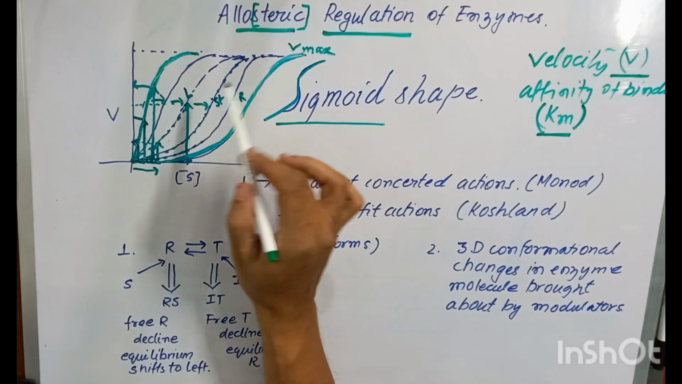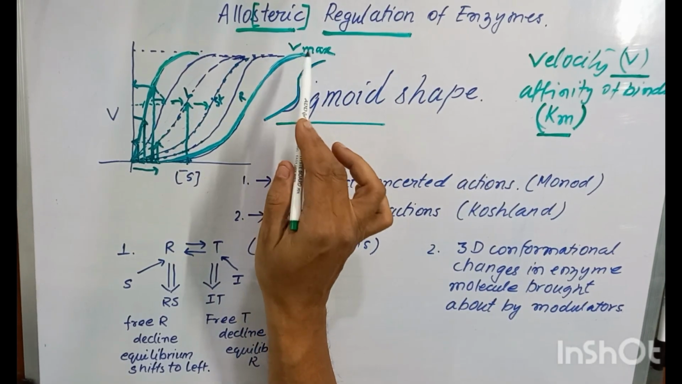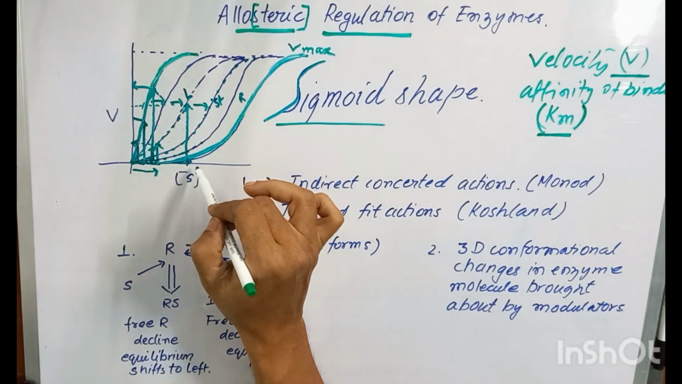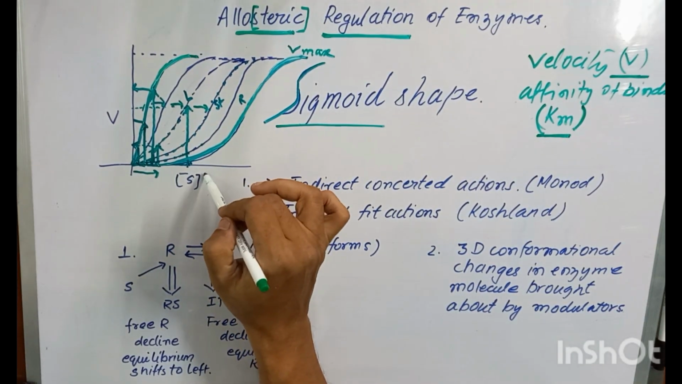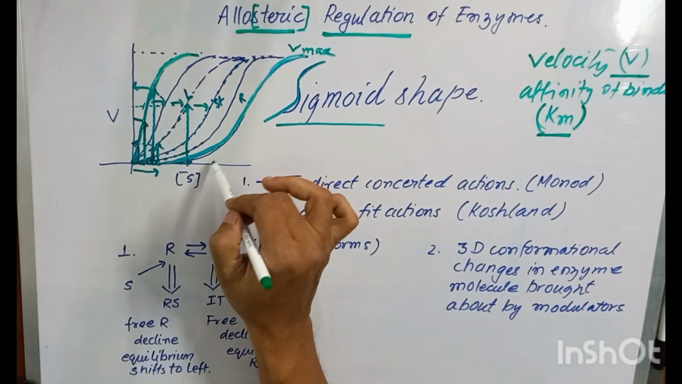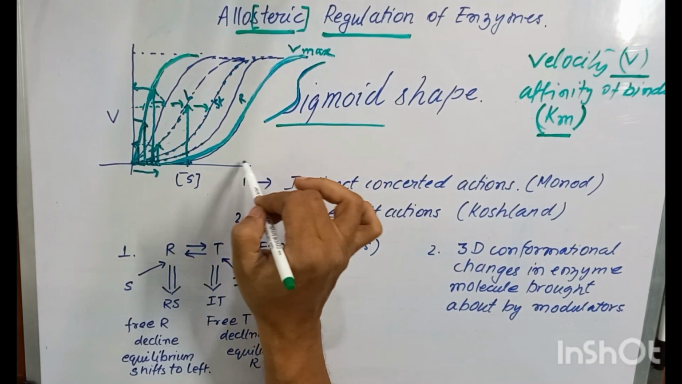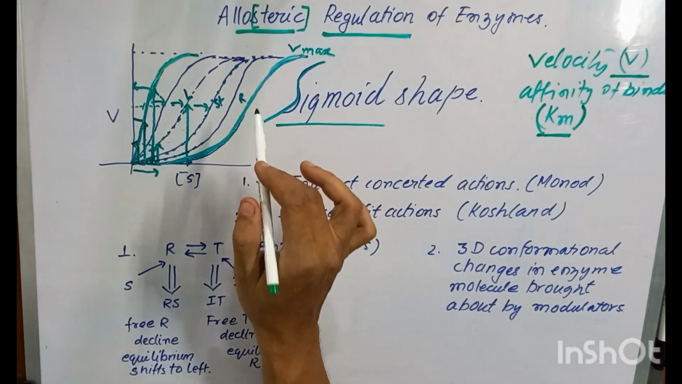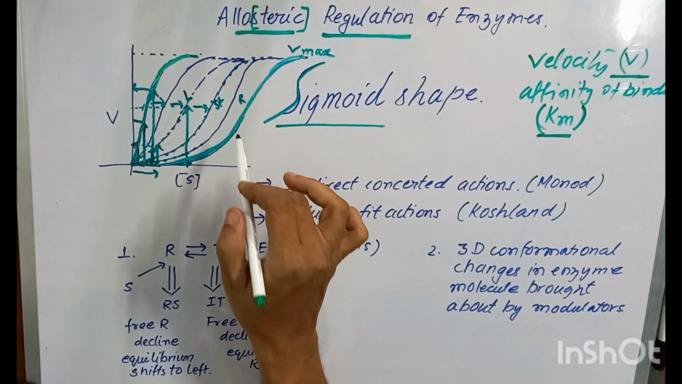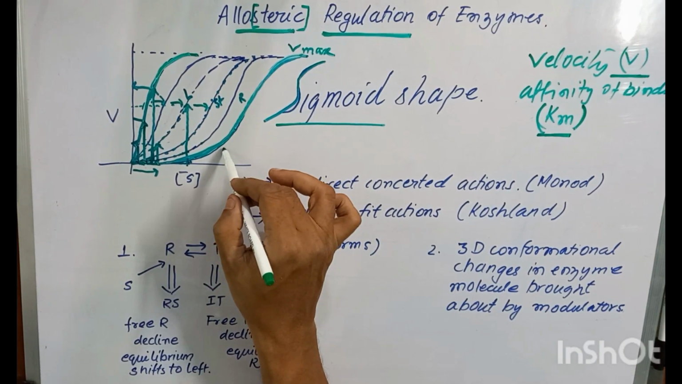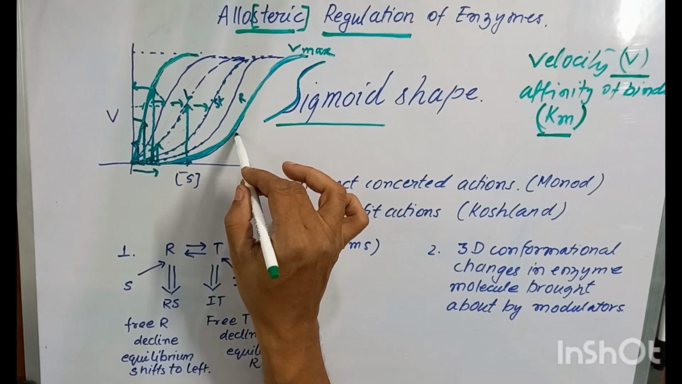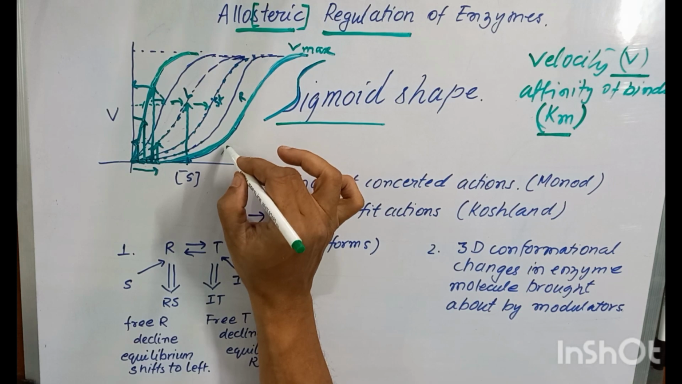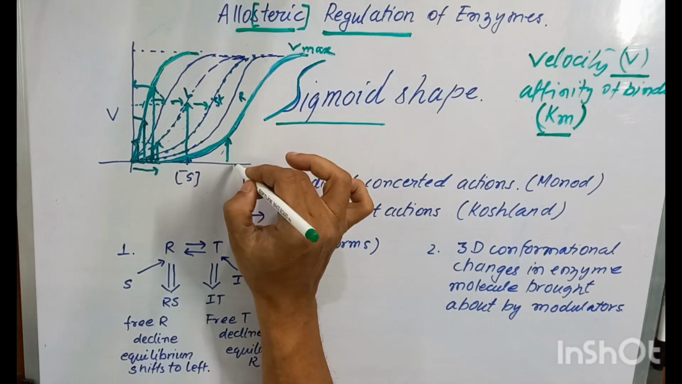So this is the significance: when the sigmoid shape is attained, there is very little rise in the velocity with substrate concentration initially, but later, as the substrate concentration rises, there will be a positive cooperativity. Now what does positive cooperativity mean? It means some kind of substrate favoring the action of the enzyme. So for this sigmoid shape, let us see that here the substrate has somehow stimulated.